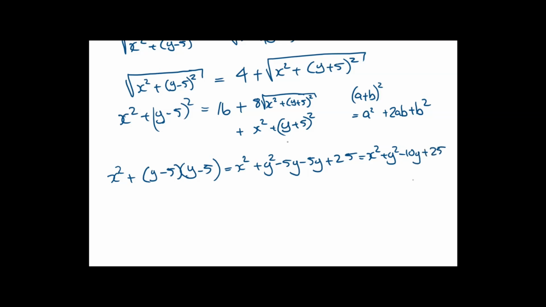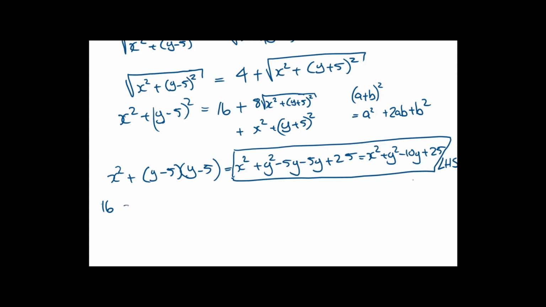Okay, so we're just going to leave this here and we're just going to park this. This is the left-hand side. Let's deal with the right-hand side. So 16, going to not worry so much about that nasty bit in brackets. I'm just going to do it at the end. Plus x squared plus (y plus 5) squared.